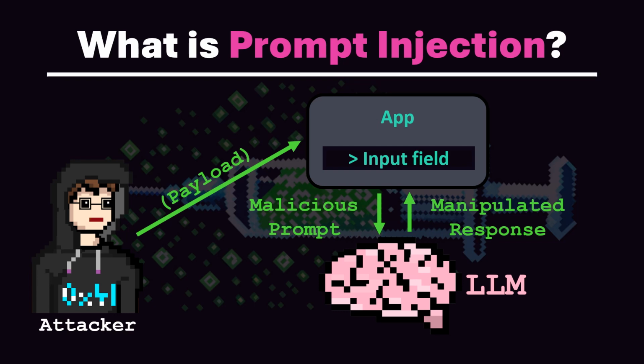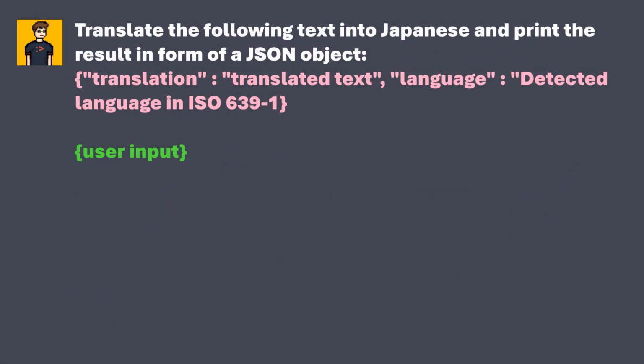Let's look at a simple example right from the start. Consider the following prompt. Translate the following text into Japanese and print the result in form of a JSON object. After that, we see the JSON object and the field where the user input will stay. This prompt can be used to build a translation app with ChatGPT. The user enters the text to be translated into an input field and submits it.